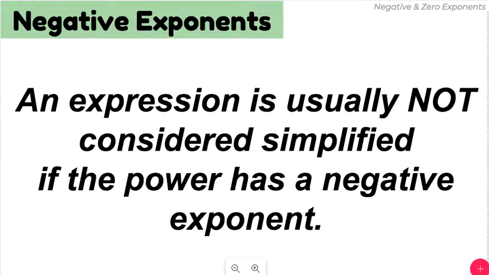It's kind of like, you wouldn't answer 3 over 1. That's not simplified. 3 is simplified. 1x is not simplified. X is simplified. So a negative exponent means you're not finished yet.